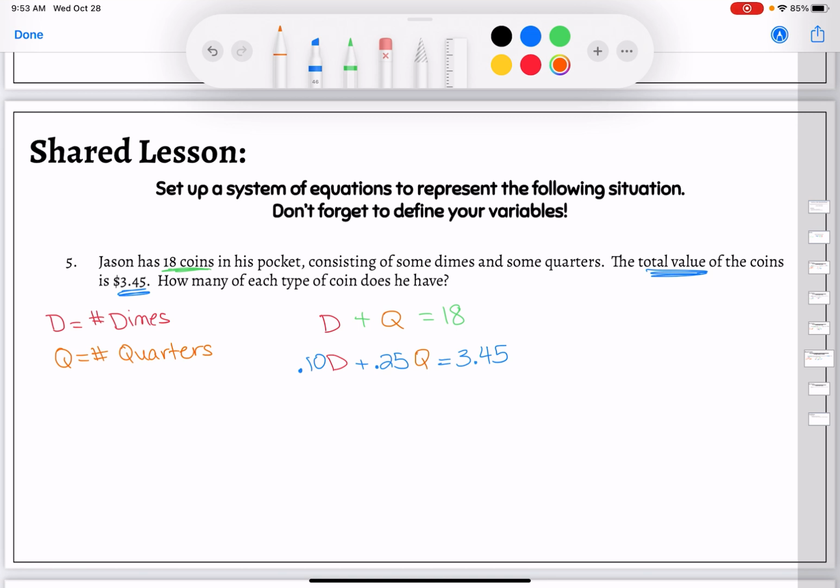The other one did. So really, when you're dealing with money, that's your real big clue for how to set them up, okay? One equation will deal with the total number, and the other equation will deal with the total value. Whenever you deal with money, really think about that as setting up your system.